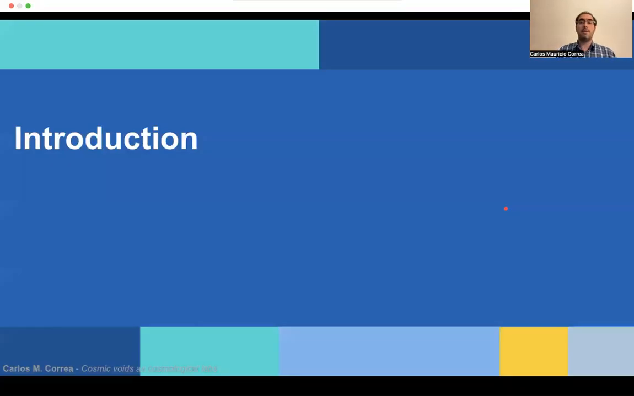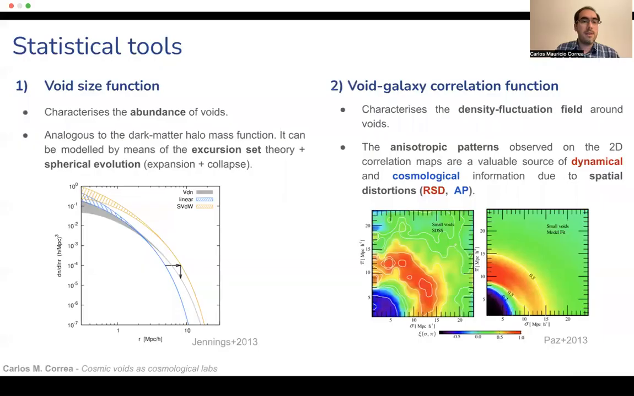So I will start my presentation with a very brief introduction. First, I will explain the two void statistics. On the one hand, we have the void size function. Mathematically, it is essentially a radius distribution. Physically, it characterizes the abundance of voids in the universe. It is completely analogous to the dark matter halo mass function, so it can be modeled in a similar fashion by means of the excursion set theory combined with the spherical evolution of density perturbations.